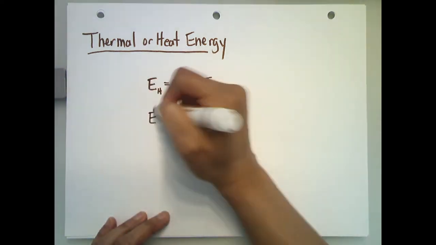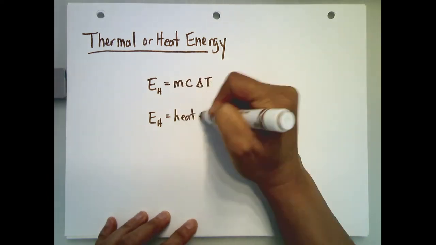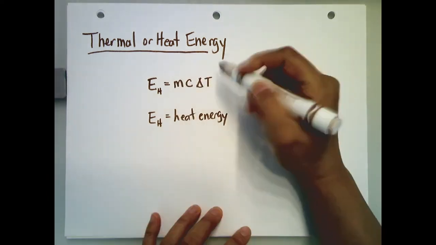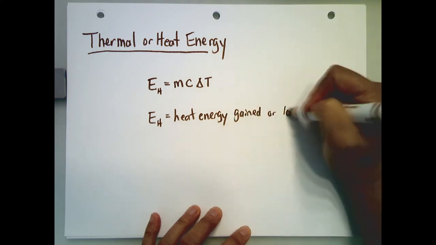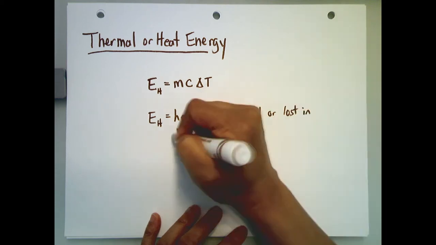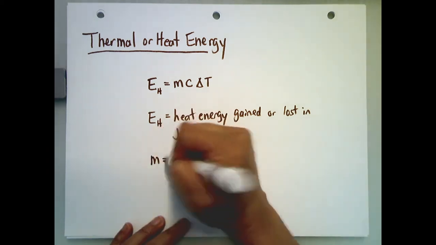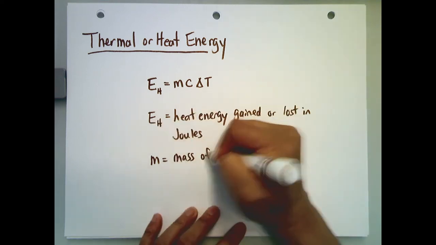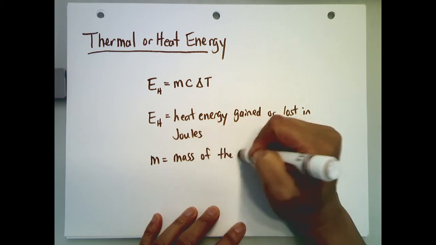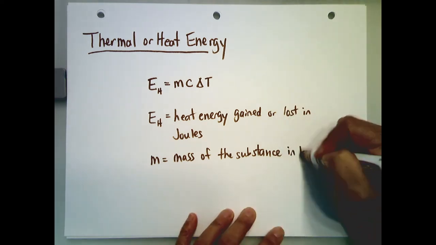So let's write this down. EH, that is the heat energy gained or lost in joules. So it's the same energy unit as the mechanical energy. M, mass of the substance, and this is measured in kilograms.